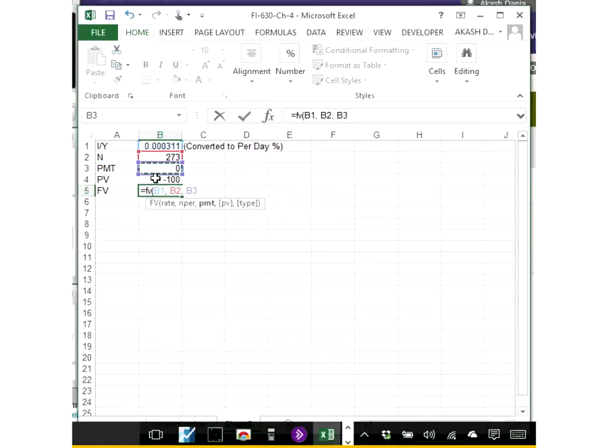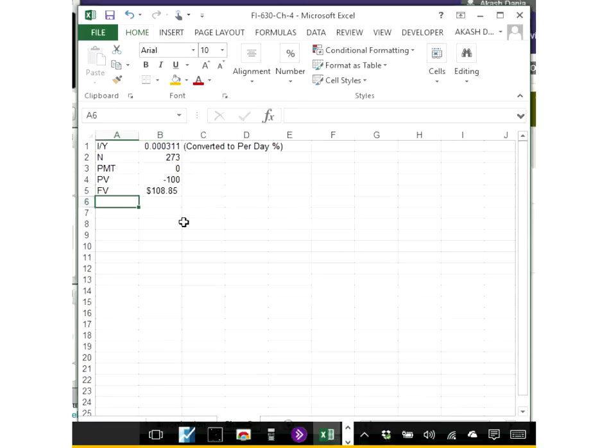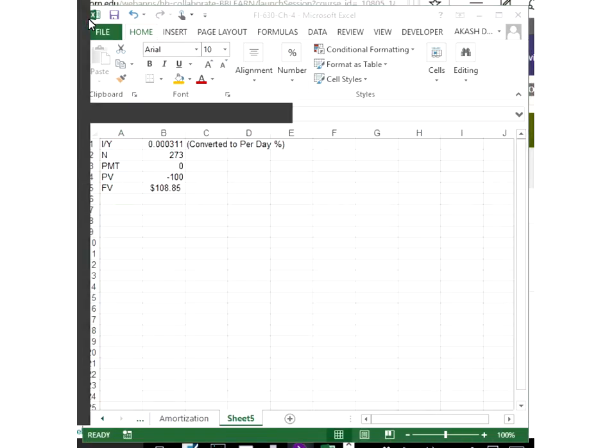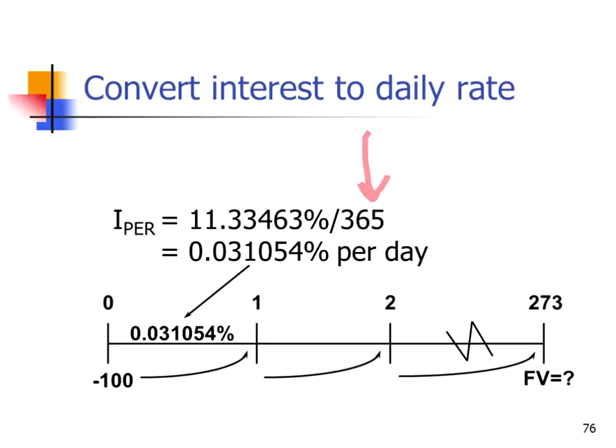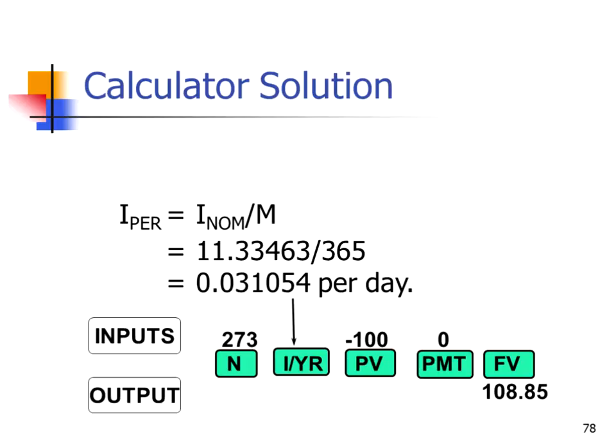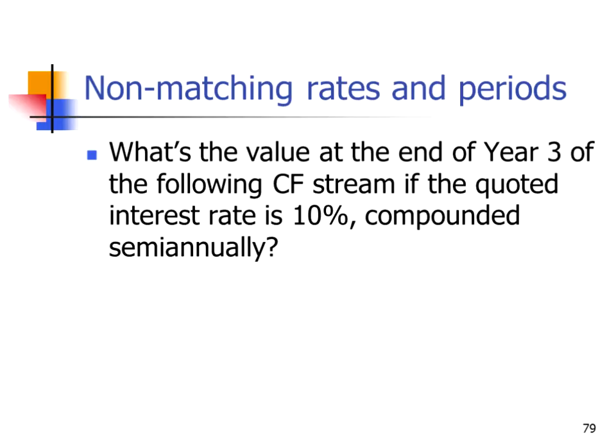So this is going to be FV rate. Number of time periods 273. Payment is 0. And present value is -100. Type 0. 108.85. So this is now exactly as the PowerPoint. So that was my mistake. We should have taken the periodic rate on a 365-day basis. All right, everyone clear? So there you go. So this is correct. And we did the calculator solution, so we are correct.